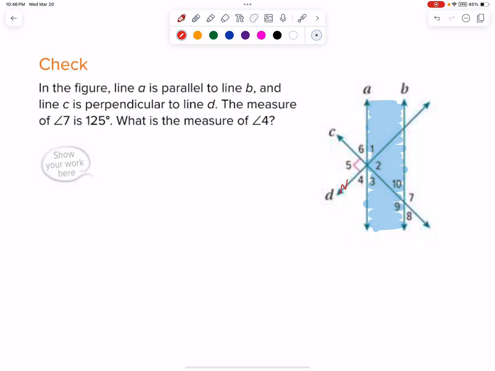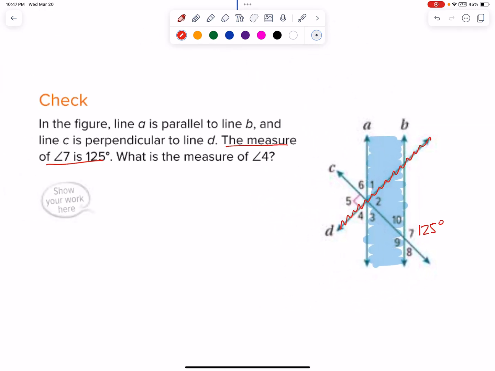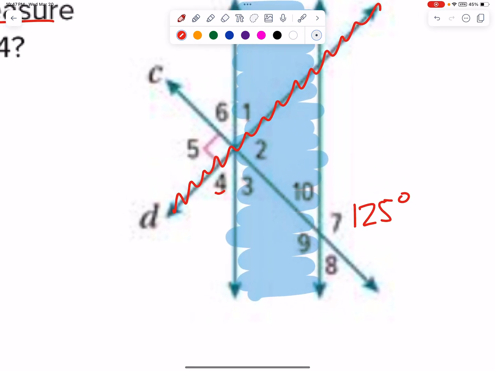And I'm sort of going to ignore this one, I feel like, because it has fewer angles on it that I'm working with. But let's go ahead and see, we can always change our mind. The information they give us is that angle 7 is 125, so make sure you labeled that. Now we need to find angle 4. So let's do some problem solving and work our way around.